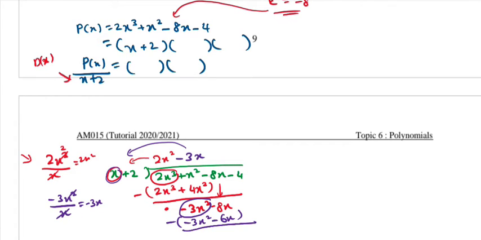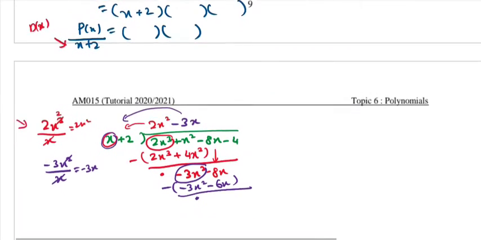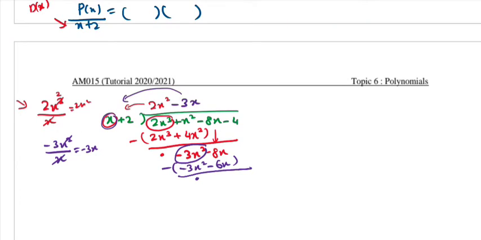So negative 3x squared minus negative 3x squared is just 0. So we are correct there. If it's not 0, then something is wrong with your quotient or at this step. And then negative 8x minus negative 6x is equal to negative 2x. Next, just bring the last term down.